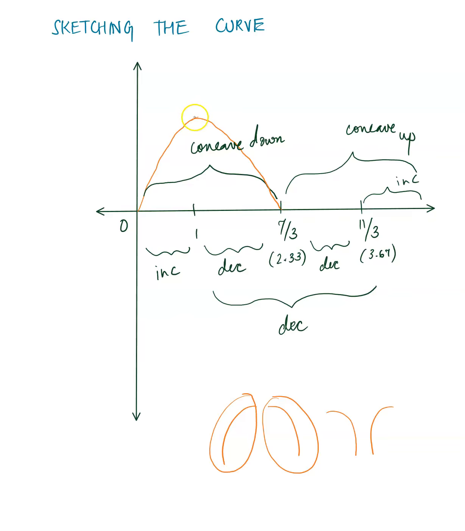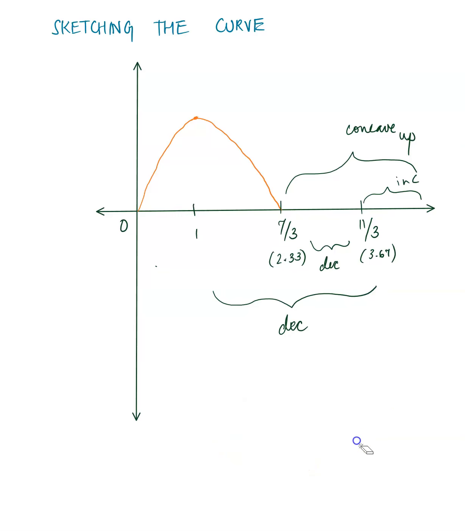And I know it has to make that smooth turn there because that's where the horizontal tangent is, or the first derivative is 0 at 1. So I've got that part. So we got the concave down, increasing, decreasing, this portion taken care of. Okay, good. Next we have concave up.